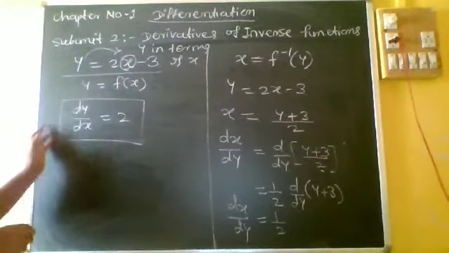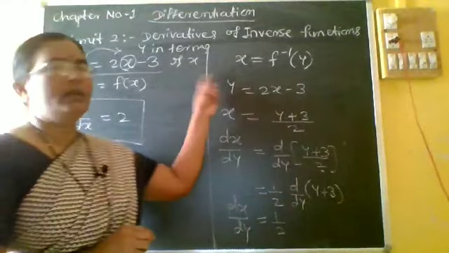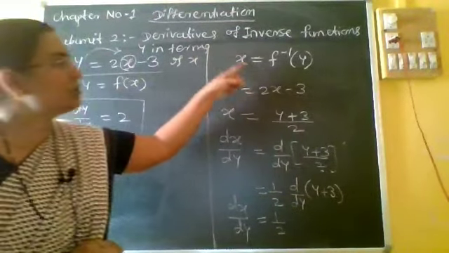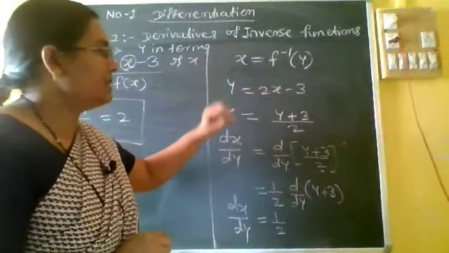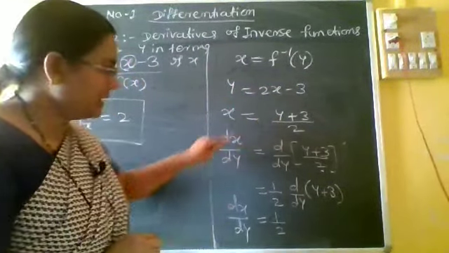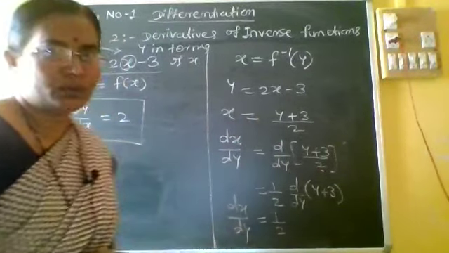See here, for the given function and the inverse of the given function, x is equal to f inverse of y, means x is written in terms of y, then we get the derivative dx upon dy is equal to 1 upon 2.